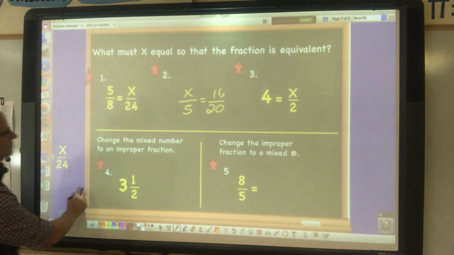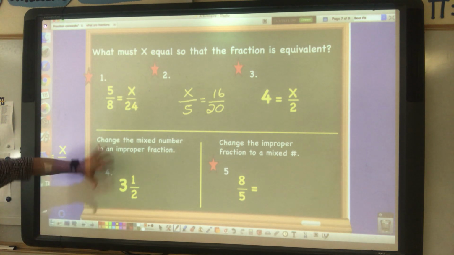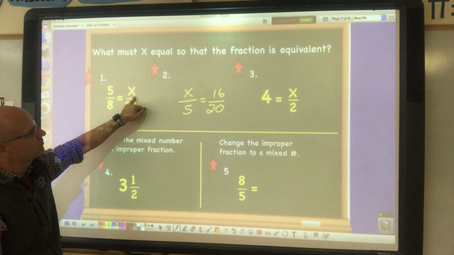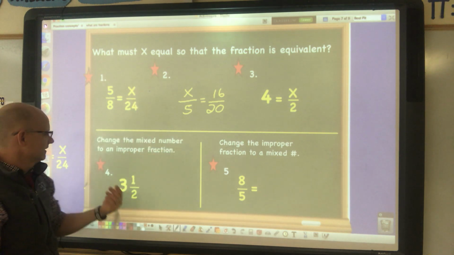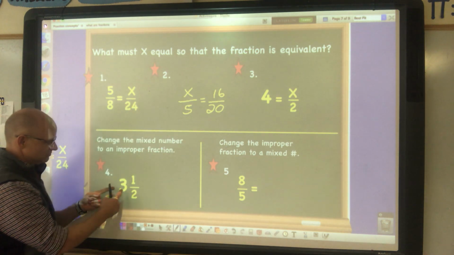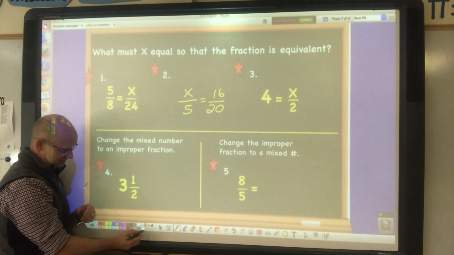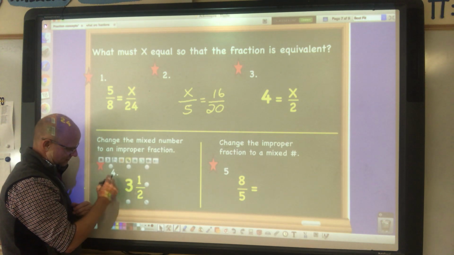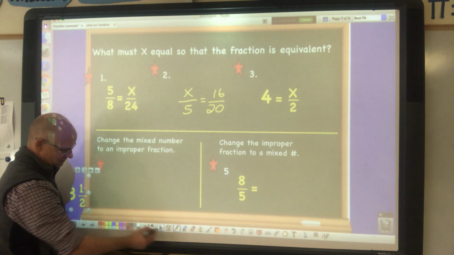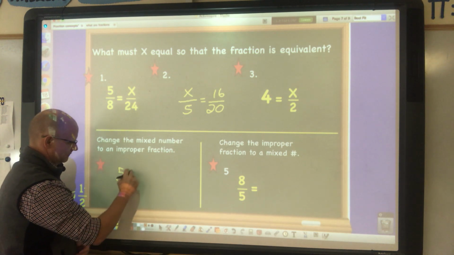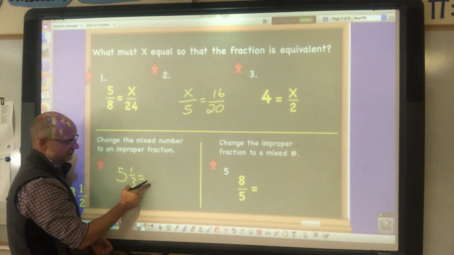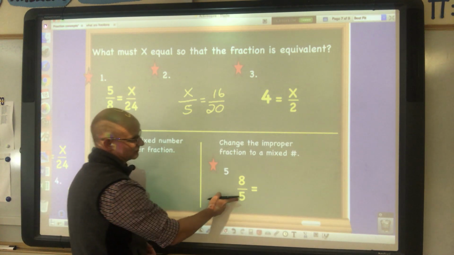So what I want you to do is solve these 5 problems. For the first 3, tell me what x must equal in order for these fractions to be equivalent. And then for the last 2, I just want you to change this mixed number. Oh, that's the same one that I just gave, didn't I? Let's just change that one too. All right. How about we change this mixed number to an improper fraction and change this improper fraction to a mixed number.